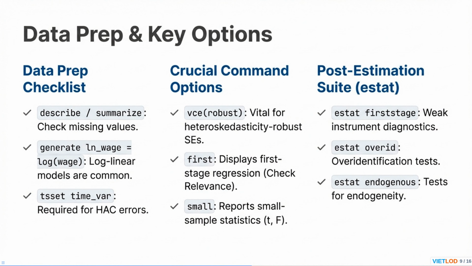Next, let's look at crucial command options. vce(robust) is vital for ensuring your standard errors are robust to heteroskedasticity. The first option is highly recommended as it outputs the first stage regression, which is your primary window into instrument relevance. For smaller datasets, the small option reports t and F statistics instead of z and chi-squared.